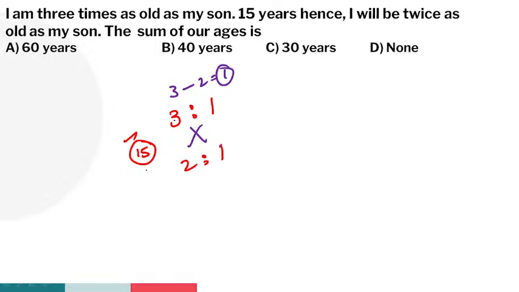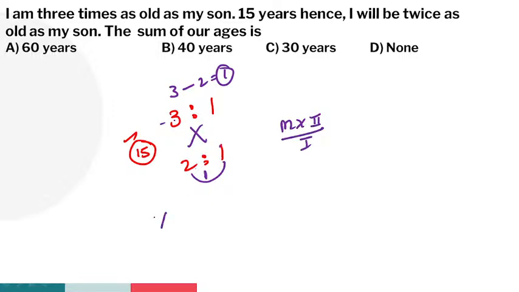And come into the second step. The second step is check the second ratio difference. First ratio is 3 is to 1. Second ratio is how much? 2 is to 1. So difference is how much? 1. Okay, now coming to the third step, multiplication into step 2 difference by step 1 difference.